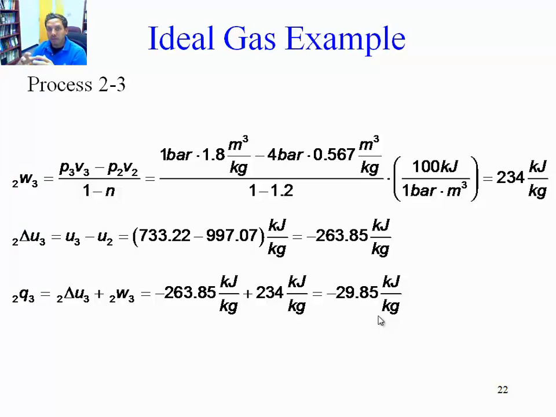So the CO2 is losing heat to the atmosphere, to the surroundings, at a rate of 29.85 kilojoules for every kilogram of CO2. Notice that I'm using everything in specific form, lowercase w, lowercase q, lowercase u. I don't need the 2 kilograms, I don't need the mass yet, because everything I can do in specific form, and later on if I need to do so, I can calculate things in total form.